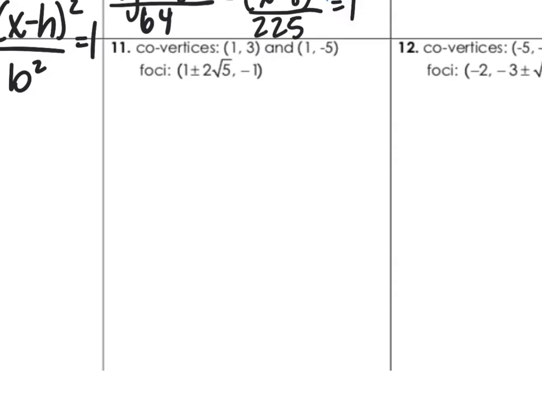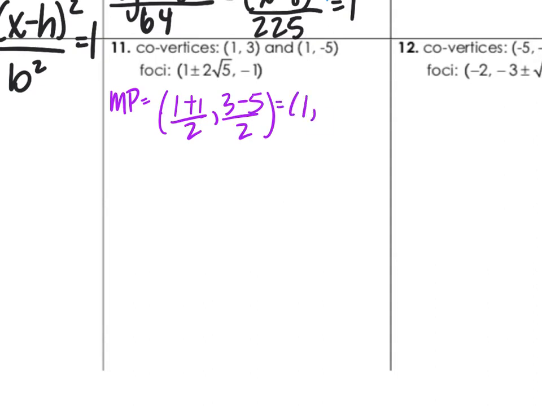So in question 11, we start off with covertices instead of vertices, but we still can use them to find the center. So we say midpoint equals 1 plus 1 over 2, 3 plus negative 5 over 2. Reduce that to 2 over 2, which is 1. 3 minus 5, which is negative 2 over 2, which is negative 1. So that's our center.